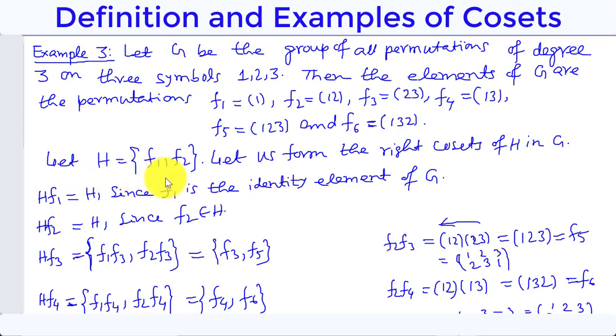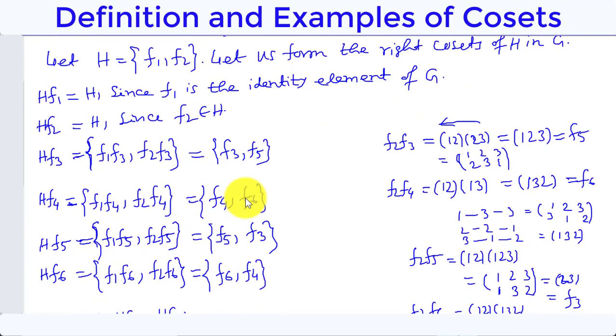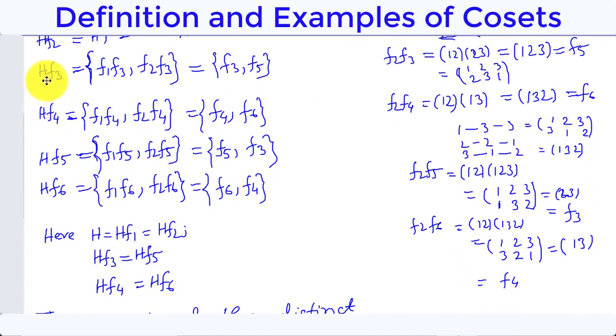Let H be equal to {f1, f2}. Let us form the right cosets of H in G. Hf1 is equal to H, since f1 is the identity element of G. Hf2 is equal to H, since f2 belongs to H. Now, right coset Hf3 is equal to {f1 composition f3, f2 composition f3}. Because G is a group of permutations, the binary operation here is composition of functions. So Hf3 is equal to {f1f3, f2f3}. Now f1 is the identity function, so f1f3 gives f3 and f2 composition f3 gives f5.